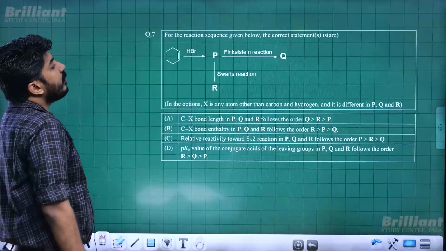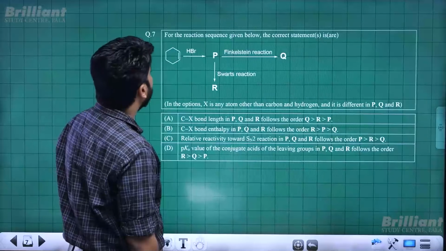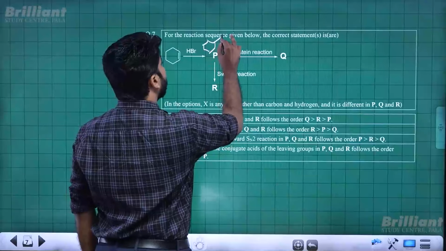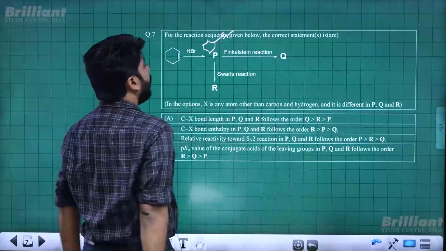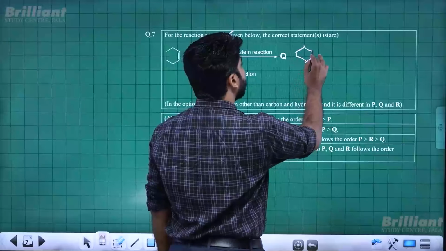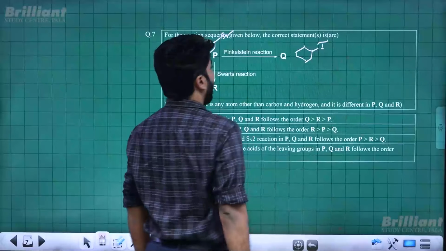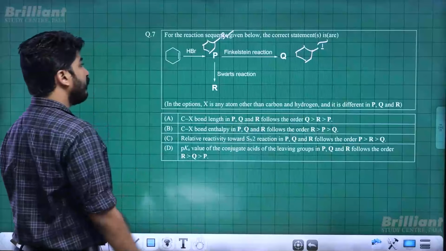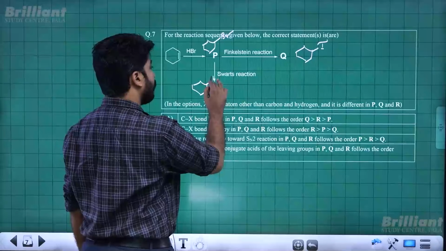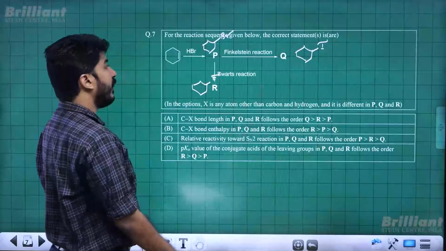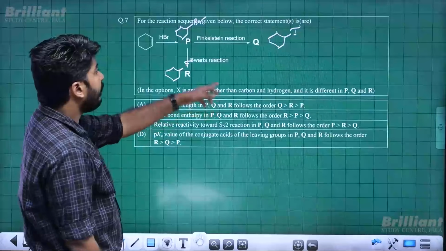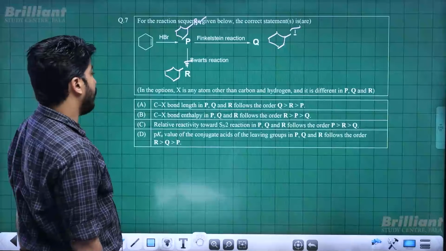For the reaction sequence given below, the correct statements are, okay, addition reaction, electrophilic addition gives haloalkane, and Finkelstein reaction is a preparation of iodoalkane by halogen exchange, and Swarts reaction will be giving corresponding fluoroalkane also. So we identified P, Q and R. Now we want to identify the correct statements about P, Q and R.